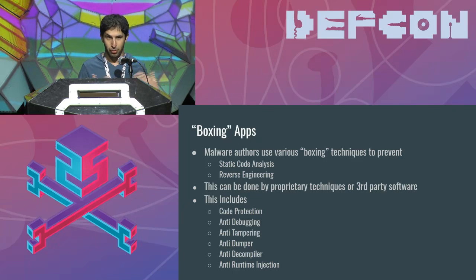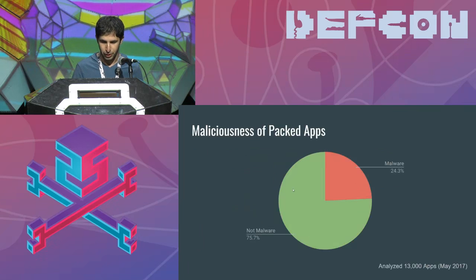So how can one protect his code? They can use a proprietary technique or third-party software that can protect the app's code. So what should this software do? This includes code protection, anti-debugging, anti-tampering, dumping, all of the methods that will prevent the security guys, the static code analysis engines, and reverse engineering from understanding what's happening inside the app, the malware.